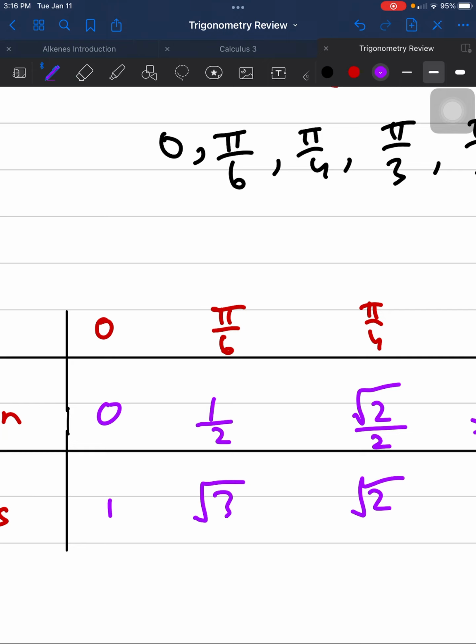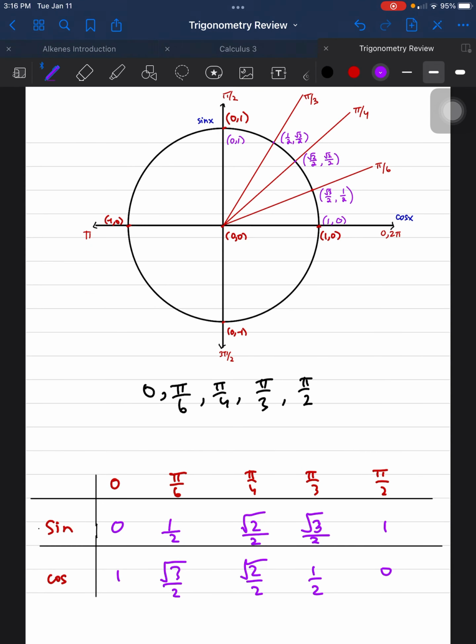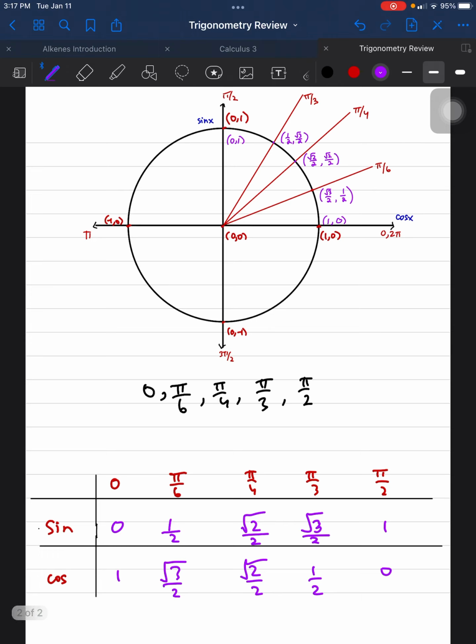We do the same thing for cosine, and we end up with the same values but backwards: 1, radical 3 over 2, radical 2 over 2, 1/2, and 0. So that's how we get the values of sine and cosine. The unit circle basically diagrams the values of sine and cosine.